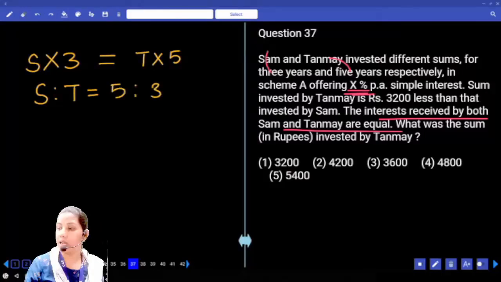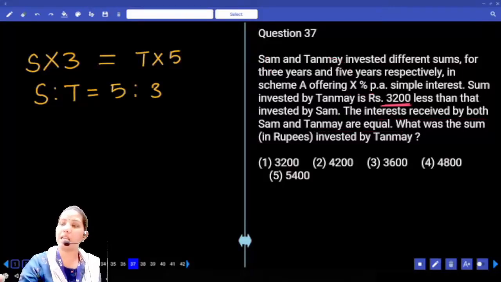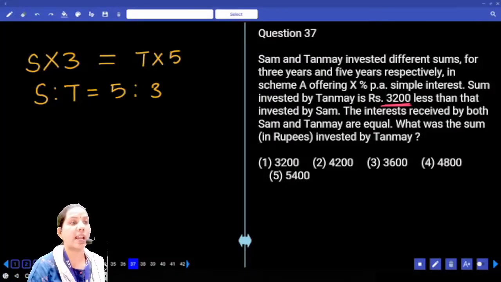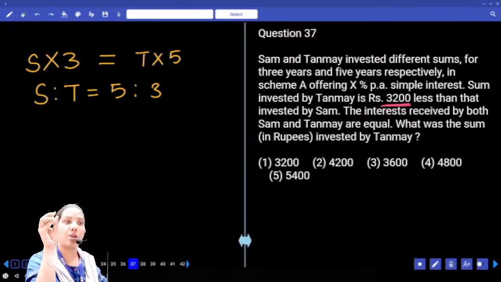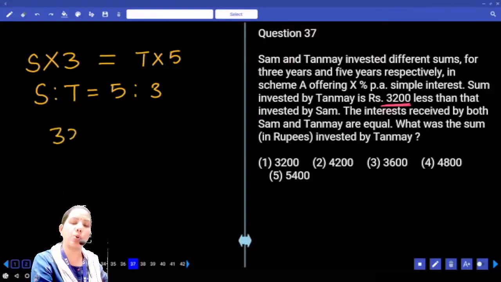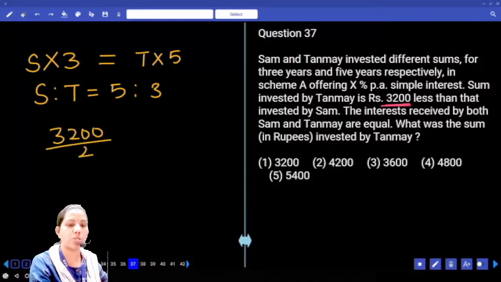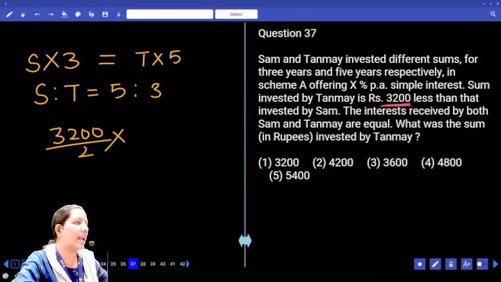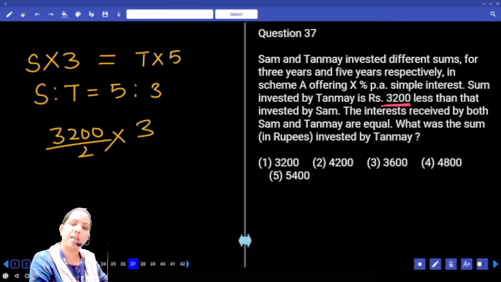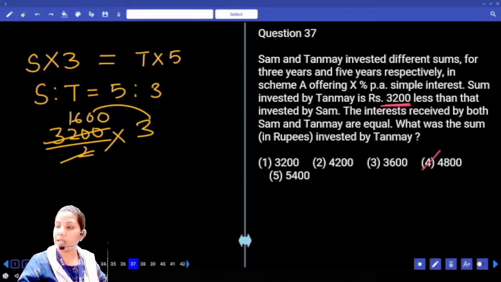And one more condition. Sum invested by Tanmay is 3,200 less than invested by Sam. What is Sam principal in ratio? 5 parts. Compared to Sam, Tanmay how many parts less? 2 parts. That 2 parts is equal to 3,200. And the question is, what is Sam principal or Tanmay? Tanmay. Tanmay how many parts? 3 parts. 2 parts is exactly 1,600. 1,600 into 3, 4,800. Fourth option.